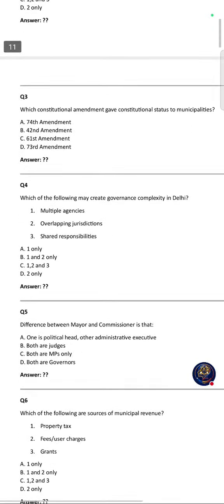Which of the following may create governance complexity in Delhi? 1. Multiple agencies, 2. Overlapping jurisdiction, 3. Shared responsibilities. The correct answer is 1, 2, 3.